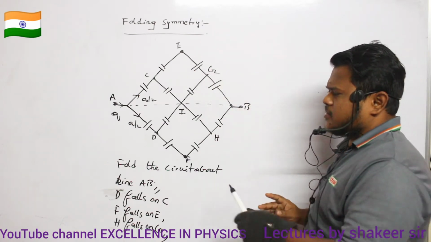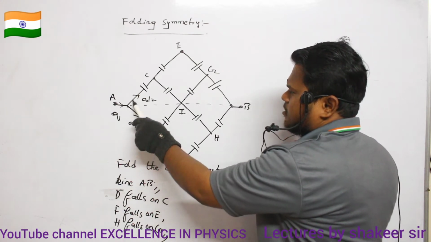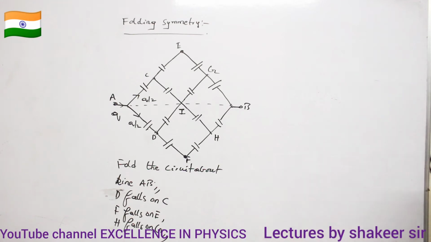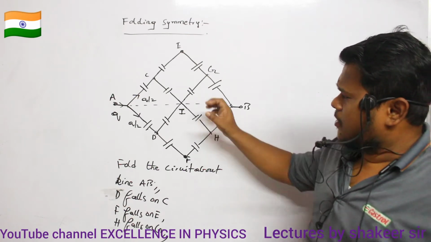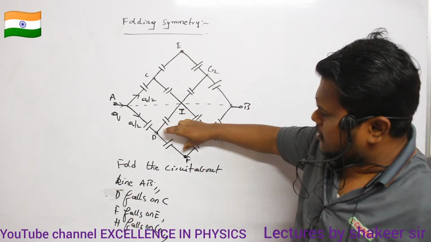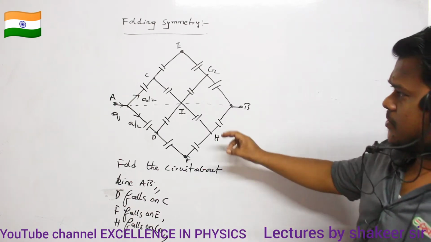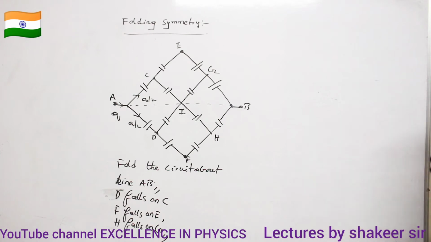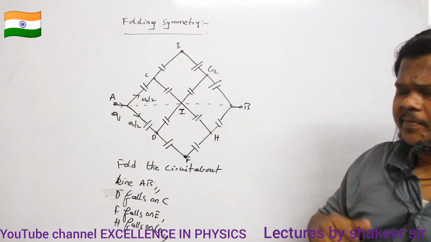Then, for example, if I take these two capacitors, the capacitor between A and D and the capacitor between A and C, what will happen to those capacitors? Can you see? They will become parallel to each other. Clear, ma? Very good. Similarly, what happens to the capacitors between C and F and between D and F? What will happen? They also will become parallel, that's all.